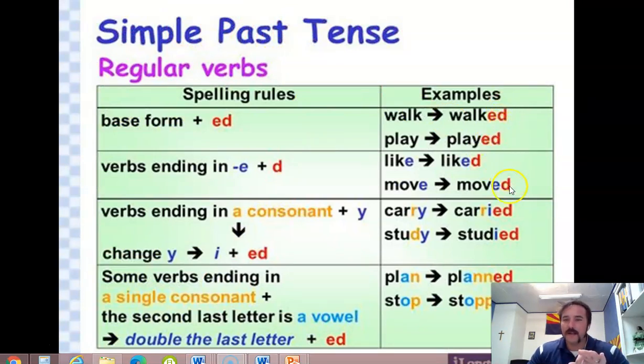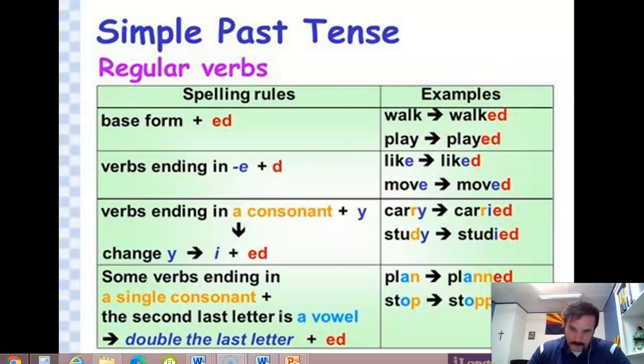Please take a peek here. You can see that it ends with ed. Now this is the first rule that we talked about yesterday. The base form simply means the base verb, walk, play. To make it past tense, in a lot of cases, you just add ed. Okay? That's what we focused on yesterday.